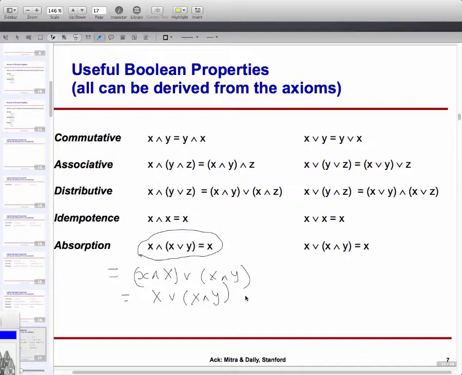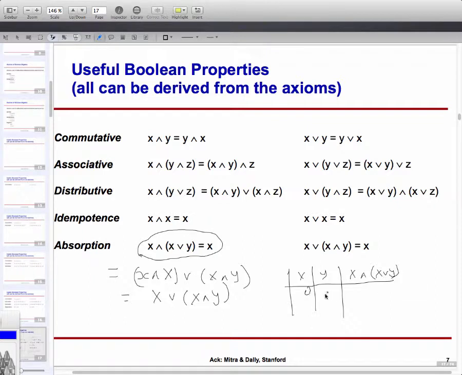Okay, so let's try a different approach, a brute force approach. What are the possible values of x and y? There are four possibilities, right? x and y can be 0 0, 0 1, 1 0, 1 1. So one way of proving this is to just draw the truth table. So list down x and y, and I'm going to list out x and (x or y).